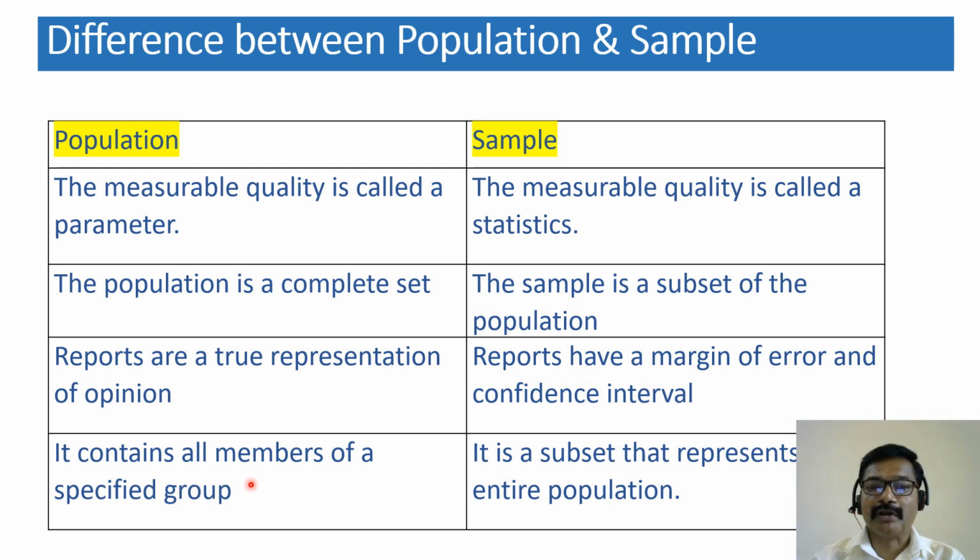It contains all members of the specified group. Complete things will be there in the population. The sample is a subset that represents the entire population. Again, the second statement and this statement are the same. So it is a subset of the population.